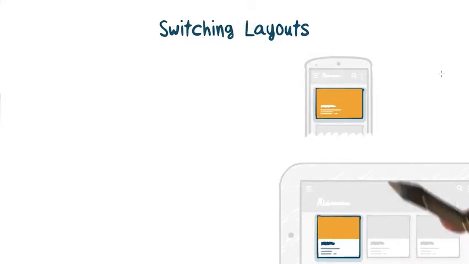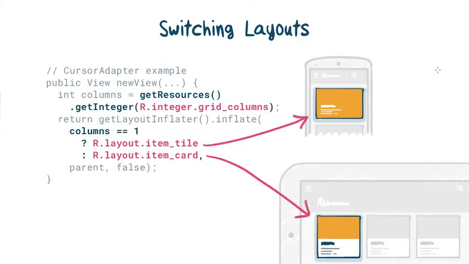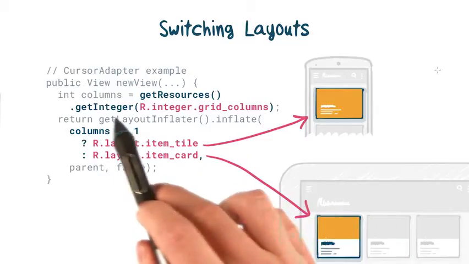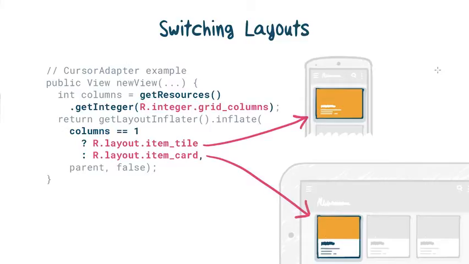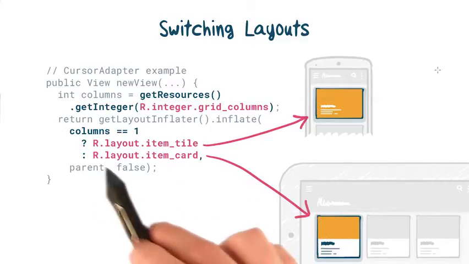When switching from a list type presentation to a grid, you'll likely want to use a different layout for each item. To do this, you can access your column count integer resource from code in your adapter and use that to decide which layout to inflate.